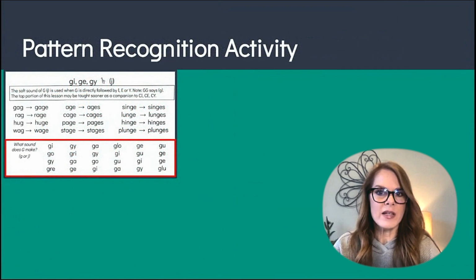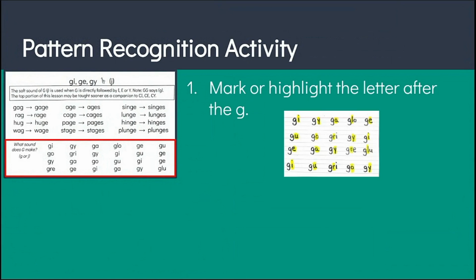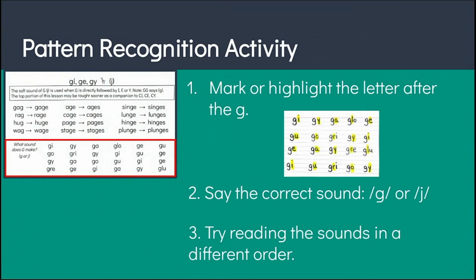This final activity is great for developing pattern recognition of this skill for all students and can be done as a review. Here, the student tells the sound that the G makes in each letter combination. Start by having the student highlight the letter directly after the G and say the correct sound, J or G. Students can repeat this activity again, saying the sounds in the same order, or they can start at the end and go backwards or up and down the columns.